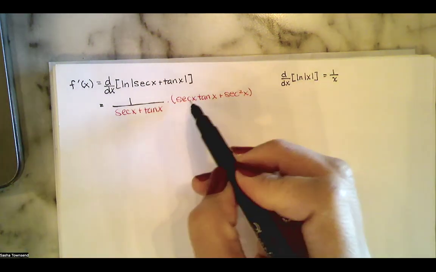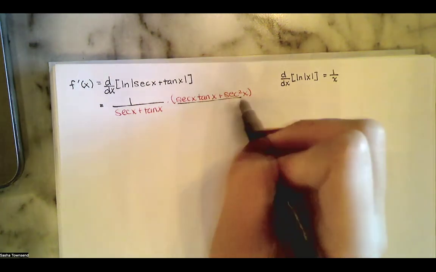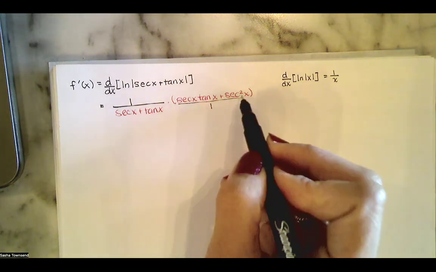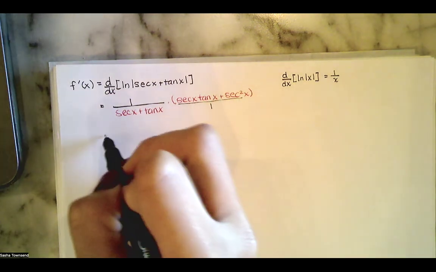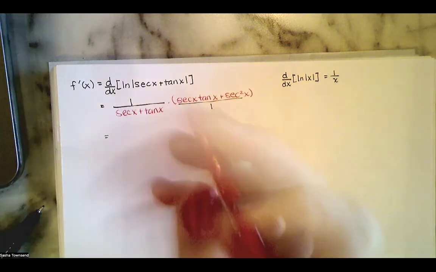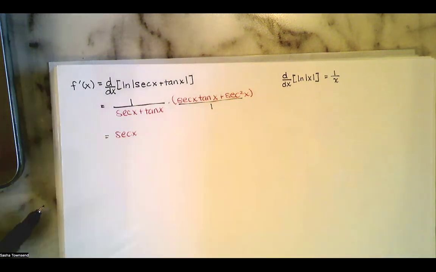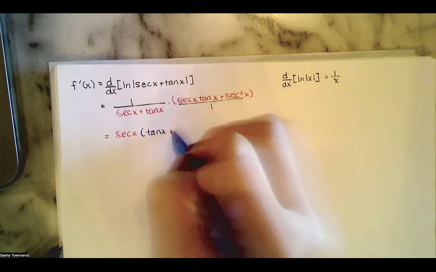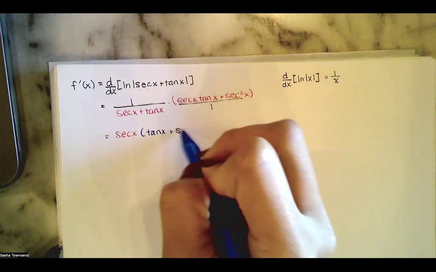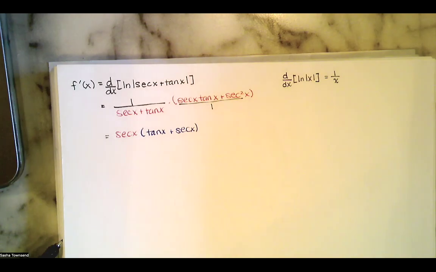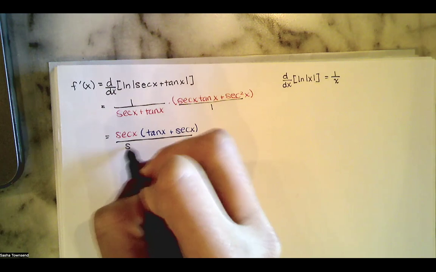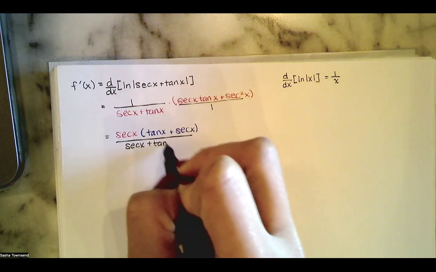And if we want, we can just write that as itself over 1. Then we multiply straight across and we have this divided by this. But we see that both of these terms have a factor of secant of x in common, so you can factor that out. You have secant of x times tangent of x, that gives you that first term. And then secant of x times secant of x, which gives you the second one. And we're dividing all of that by this secant of x plus tangent of x.